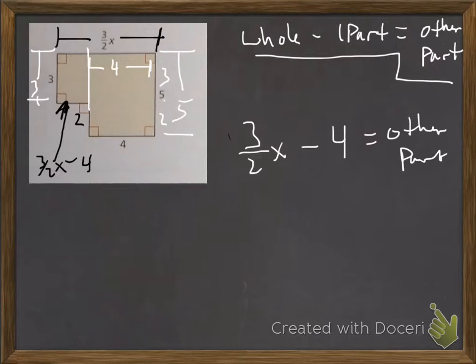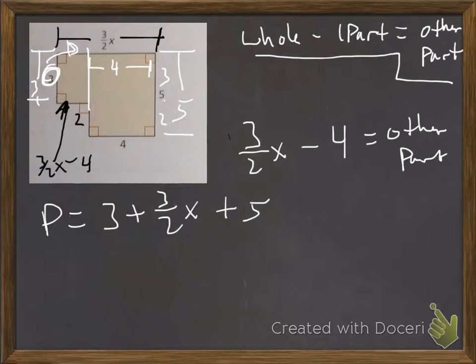Okay, so now we're tasked with writing an expression for the perimeter, which is just adding all of the sides together. So I'm going to start here on this side with my 3, and I'm going to move clockwise. So my perimeter is going to be equal to the expression 3 plus 3/2 x plus 5 plus 4 plus 2, that was one of our missing pieces, plus 3/2 x minus 4. Right?